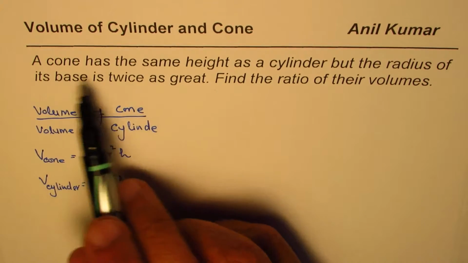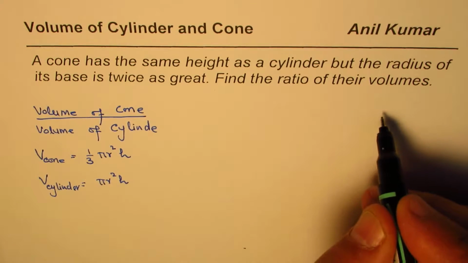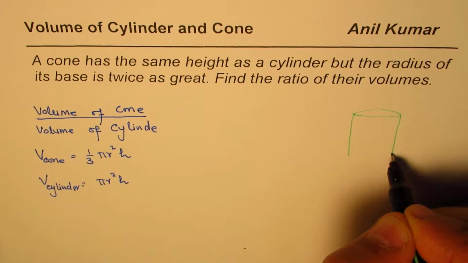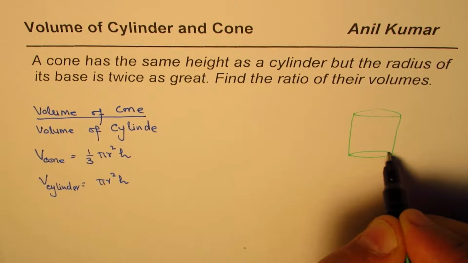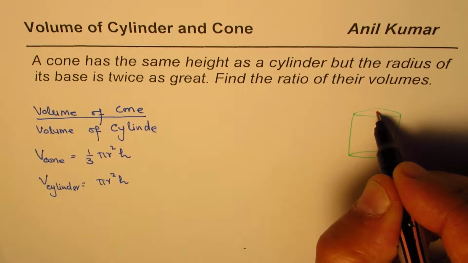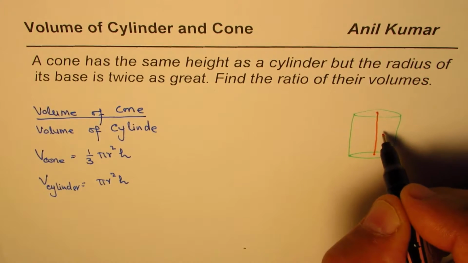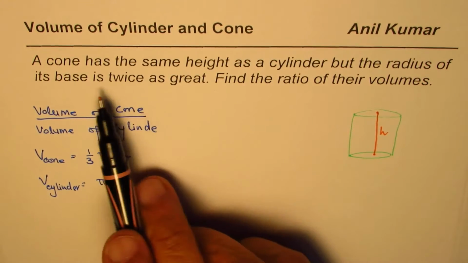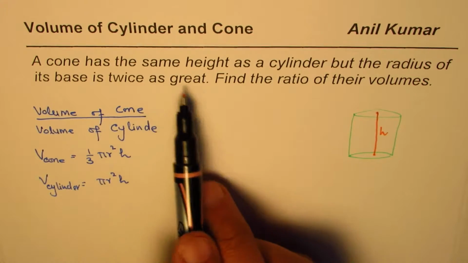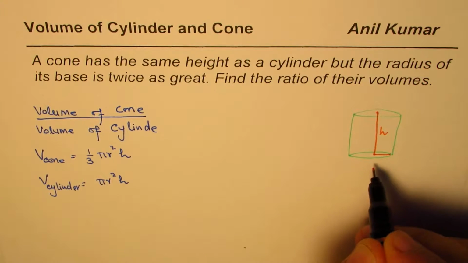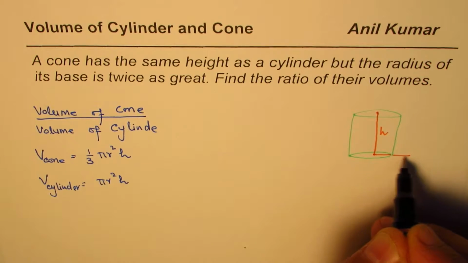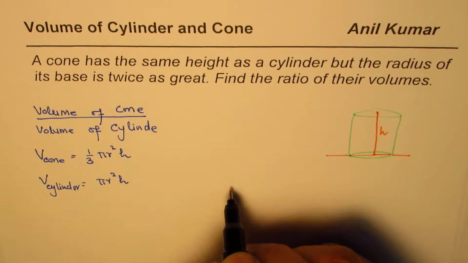It says a cone has the same height as the cylinder. So let me make a cylinder first. Let's say this is our cylinder. The cone also has the same height, so we'll take the height as same. Let's say this is the height h. Cone has the same height as a cylinder, but the radius of its base is twice as great. So the radius is, let us say this is r, then it is 2r. So it is kind of twice as great. That means cone is kind of like this.